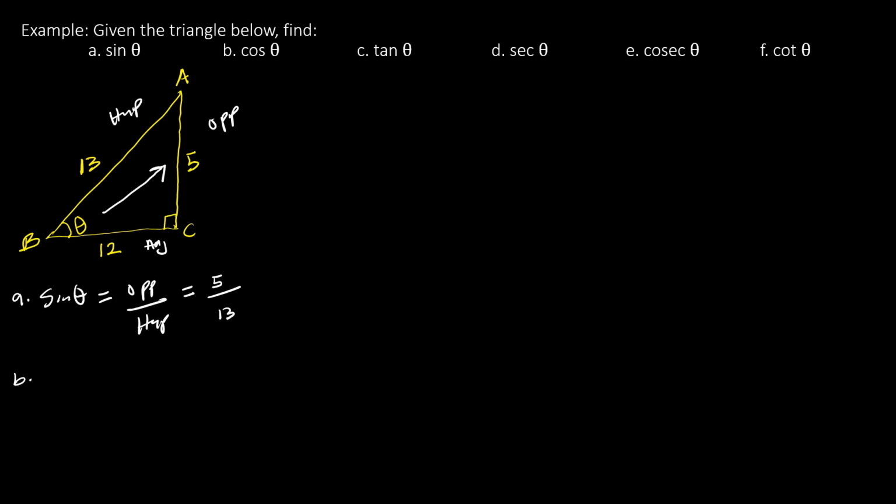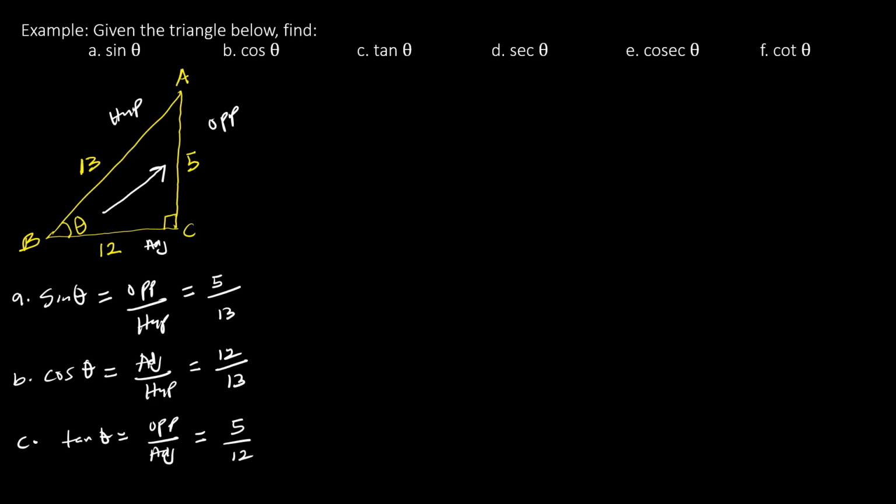The second one is cos theta. Cos theta is defined as adjacent over hypotenuse, and this equals the adjacent, 12, over the hypotenuse, 13. The third one is tan theta. Tan theta equals the opposite over adjacent, and this equals 5 over 12.